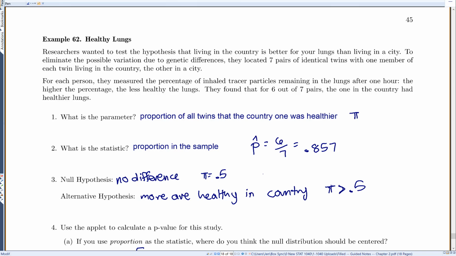So what is the parameter? Well, you can say something like the proportion of all twins where the country one was healthier. And that would be pi. We just don't know what number it is. What is the statistic? Well, that would be the proportion in the sample where the country one is healthier. And in our study, p hat is 6/7 or 0.857. The null hypothesis will be no difference, that pi equals 0.5. And the alternative hypothesis is that more are healthy in the country. So that would mean pi has to be greater than 0.5.